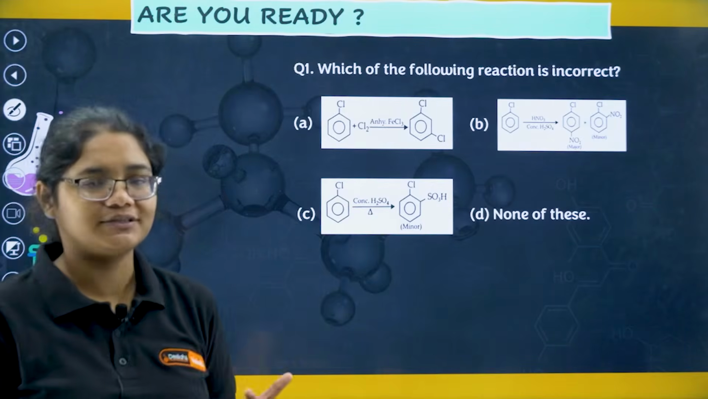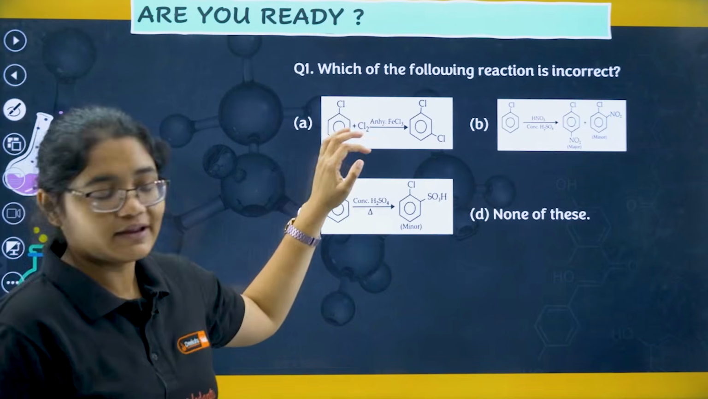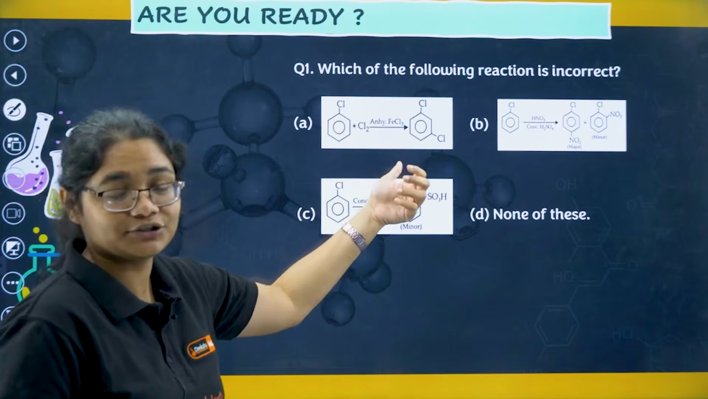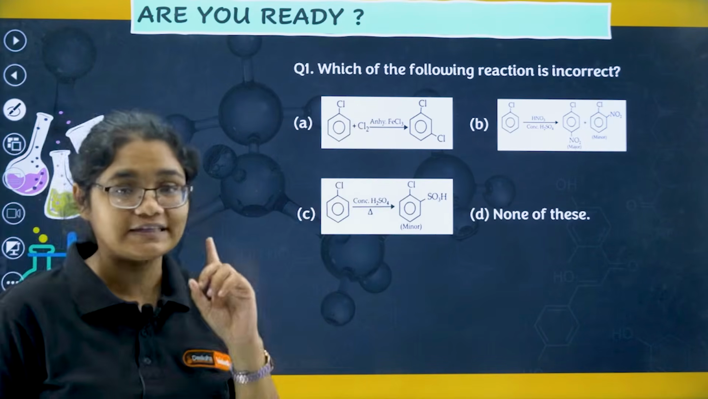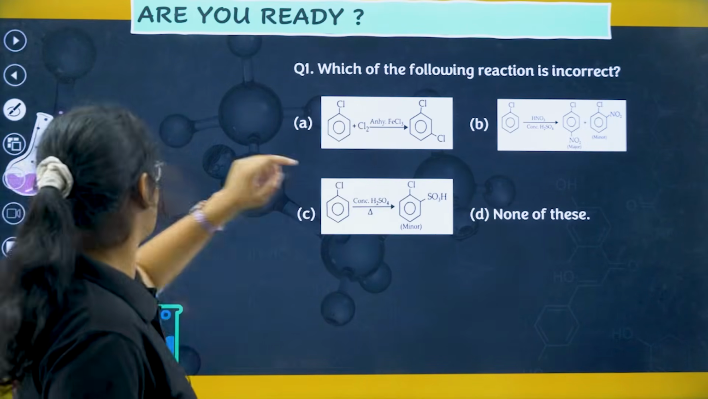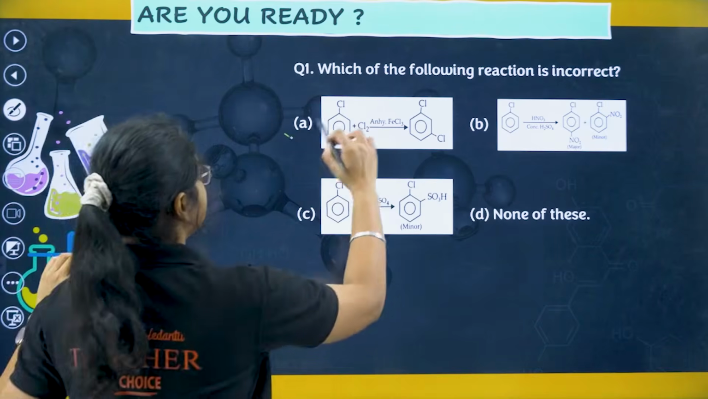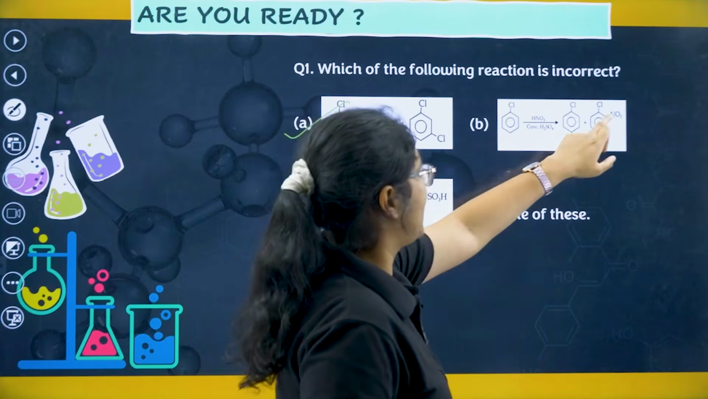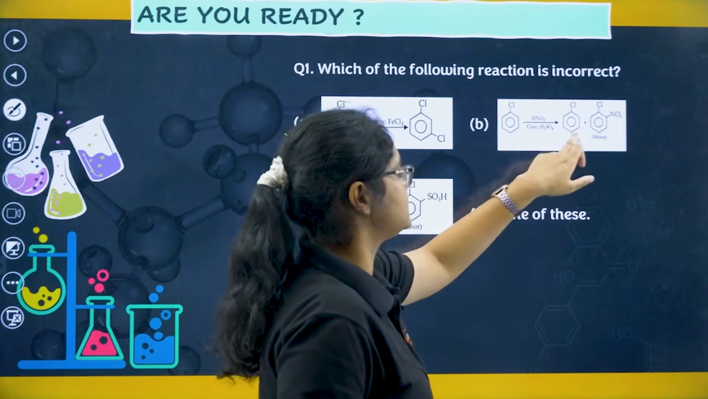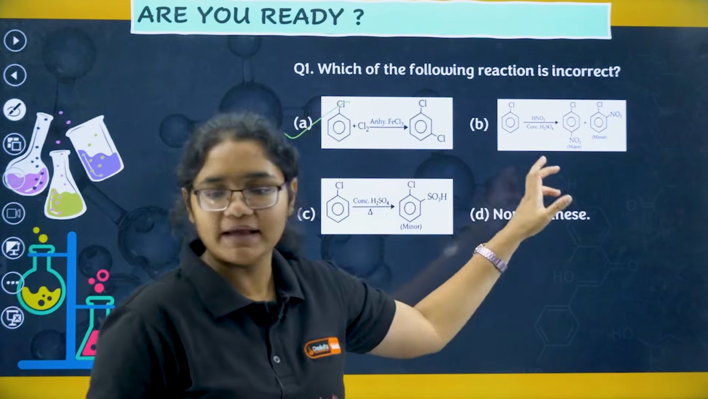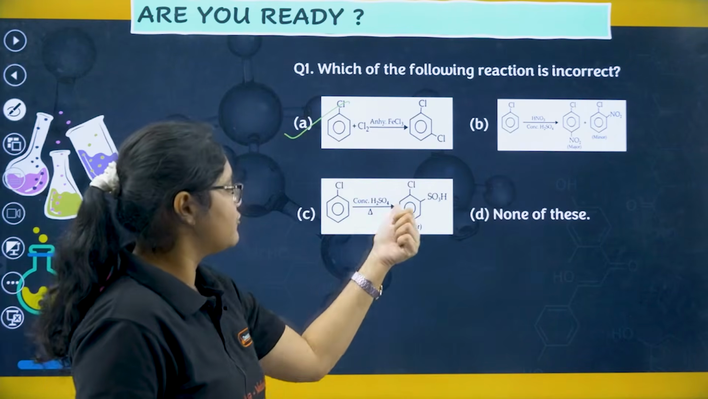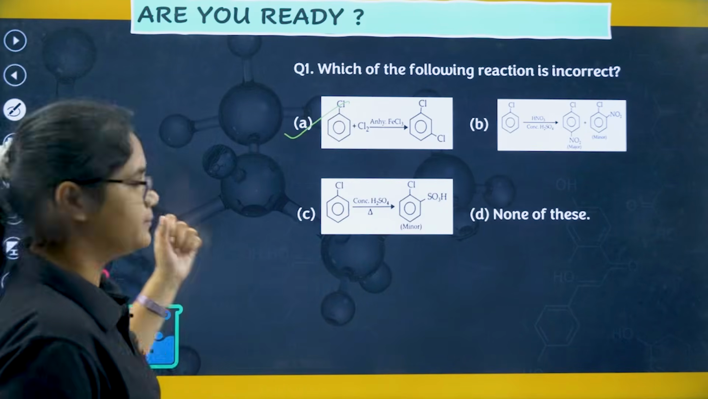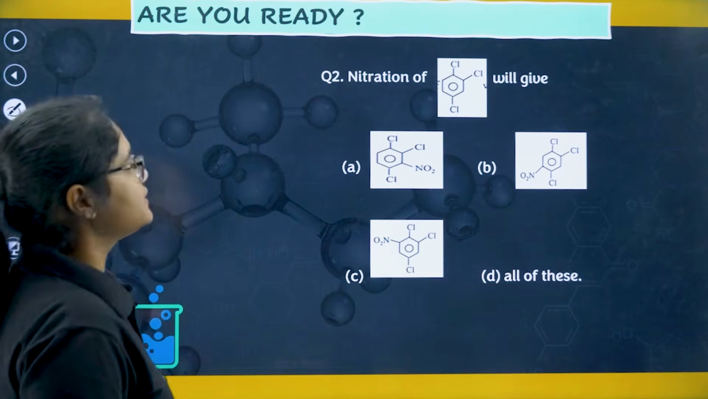Which of the following reactions is incorrect? Let's see the first one. When you add Cl2 with anhydrous FeCl3, that is a halogenation reaction. We will always get the product at ortho and para positions. Here I am getting a product at the meta position, so this will be the incorrect reaction. Option A: here I am getting the NO2 group at ortho and para positions, ortho is minor, para is major, so that is the correct option. Here I have got sulfonation, I have got the ortho product, and this is minor, so that is also a correct option.